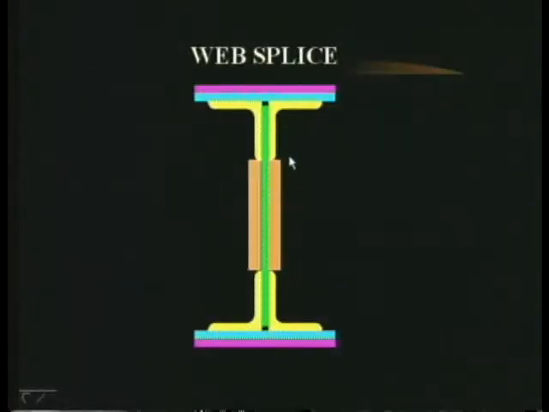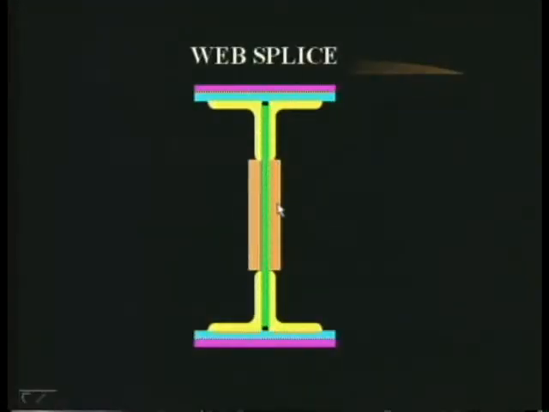See here, this is a web splice. This is the web plate, and you are making a web plate out of two plates. Suppose this web plate is made up of two plates. I have shown you like this. This is one web plate, this is one web plate. Then what should we do? You use additional members here. This is one member, this is a small plate, this is another small plate, which is used at the place where the joint is made.